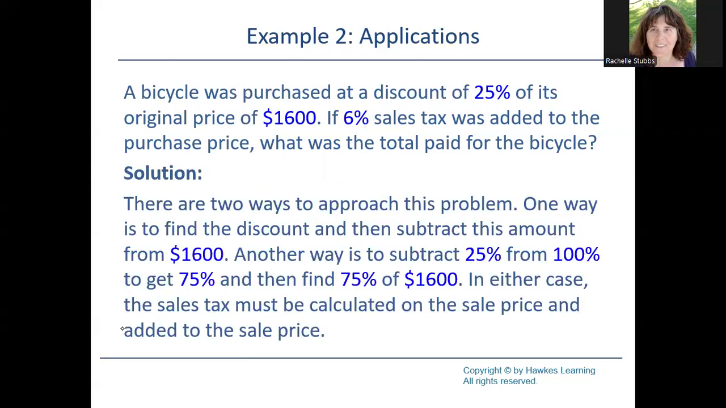So there are two ways to approach this problem. One way is to find the discount, that's what we did, and then subtract this amount from 1,600. Another way is to subtract 25% from 100% to get 75%, and then you take 75% of 1,600, and that will actually tell you the sell price. Either way, you have to calculate the tax of the sell price.